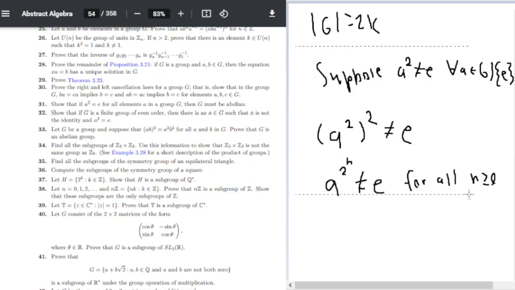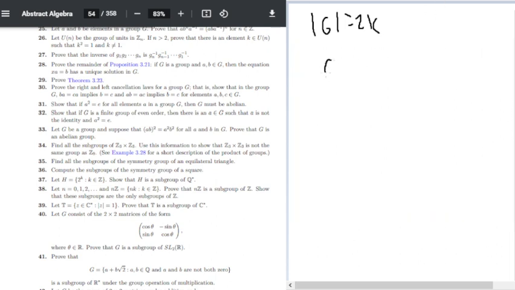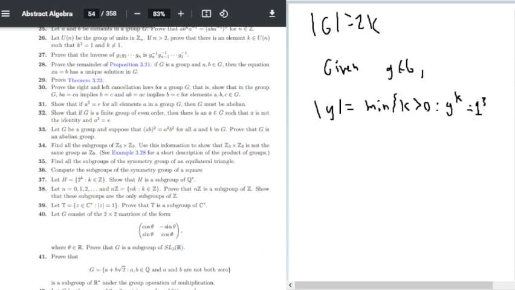All right, let's think like this. So, given g in G, we define the order of g to be equal to the minimum k greater than 0 such that g to the k equals 1. By the pigeonhole principle, such an element always exists in a finite group. So we know the order of g is well defined. Right?